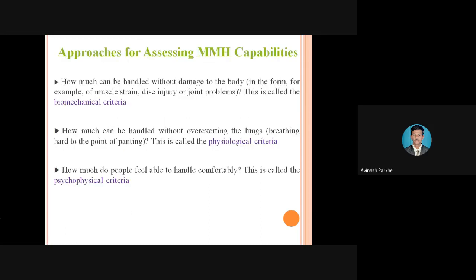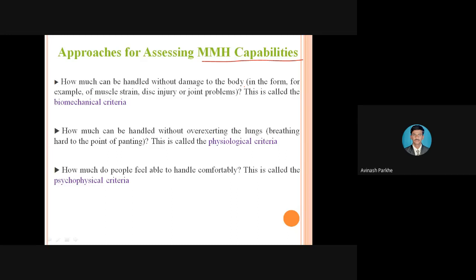That is here I have written, the approaches for assessing the MMH capabilities. So what is the first? How much can be handled without damage to the body? For example, the weight of the component is 30 kg, and normally the operators working in the industry weigh maybe 60 kg. So the weight of the operator is 60 kg and the weight of that particular component is near about 25 to 30 kg. So that operator can easily handle that 30 kg load without any damage.